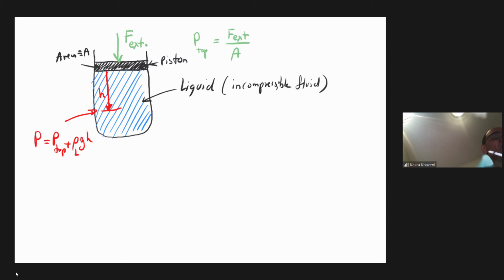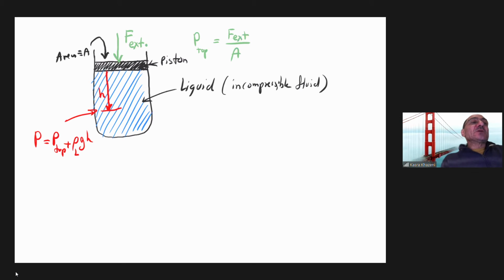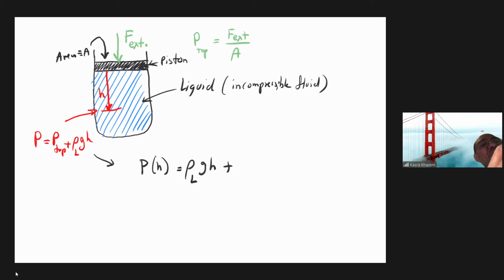Okay? It has a cross-section area. Maybe I should put this arrow somewhere else. This is the cross-section area. Okay? So I can then change the pressure on top of the liquid by changing the amount of force that I'm applying on top of that piston. So then I can write this equation as P at any height h is equal to rho of the liquid g h plus P on top, which is my external force divided by the piston's area. Okay?